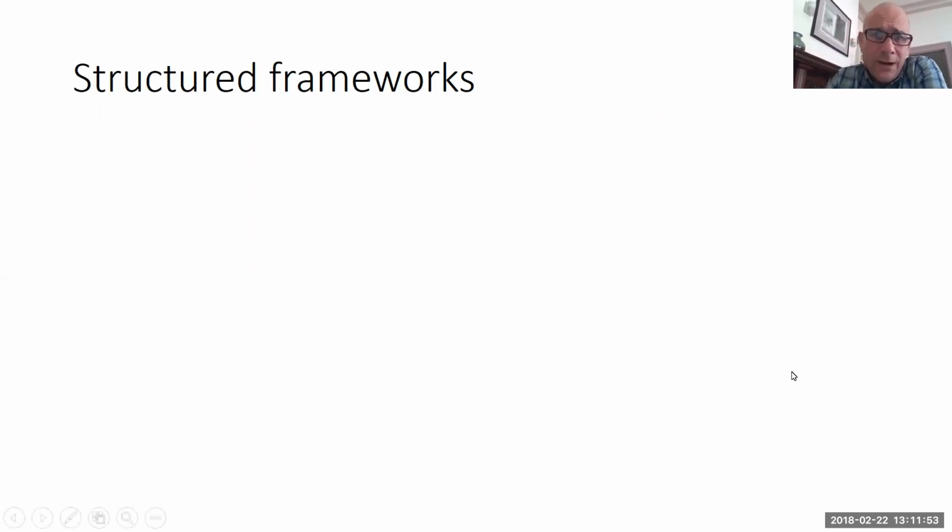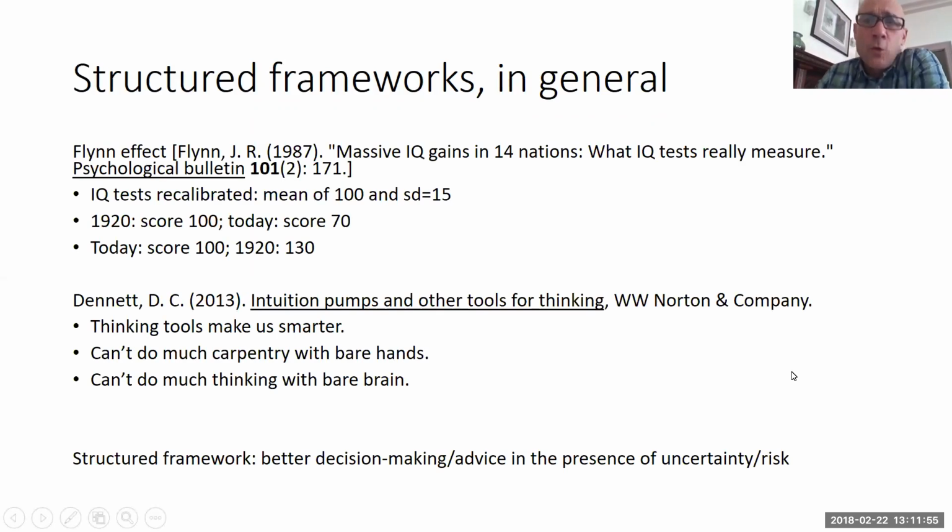So why are structured frameworks useful? Well, this is the example that's often given. This is the Flynn effect, the phenomenon that over time, basically since the 1930s, so over several decades, IQ tests have had to be recalibrated such that the mean stays at 100 and the standard deviation stays at 15. So in other words, people are getting much better at doing IQ tests.